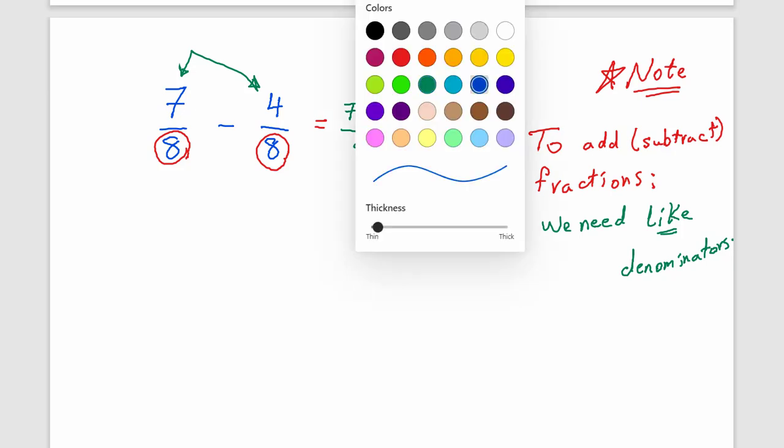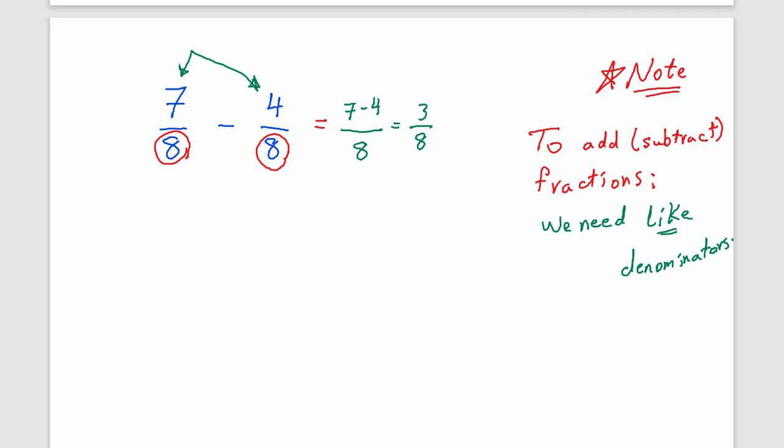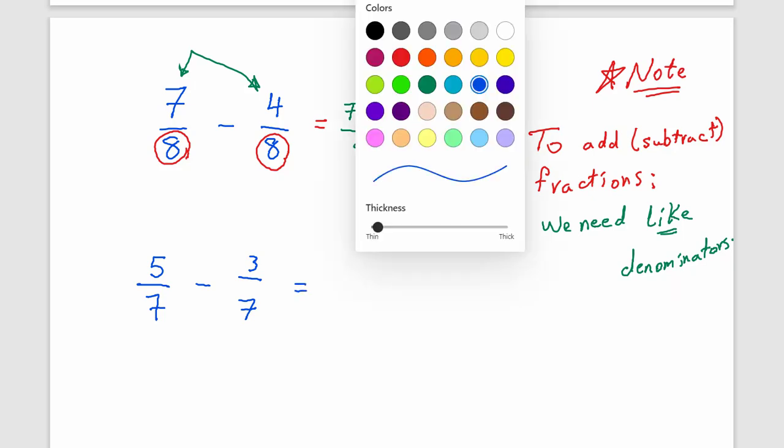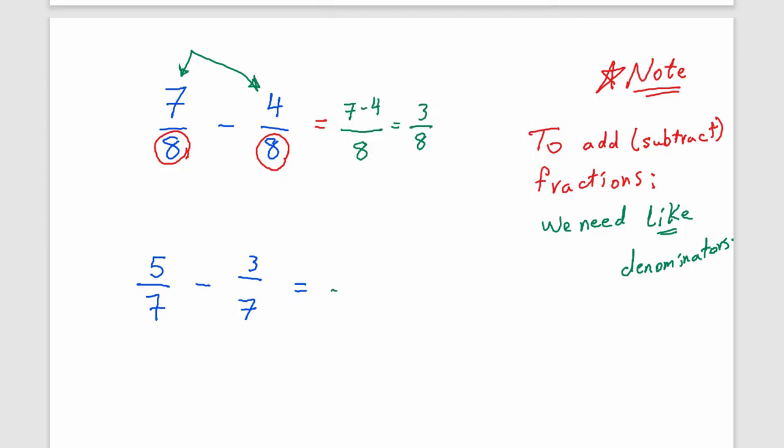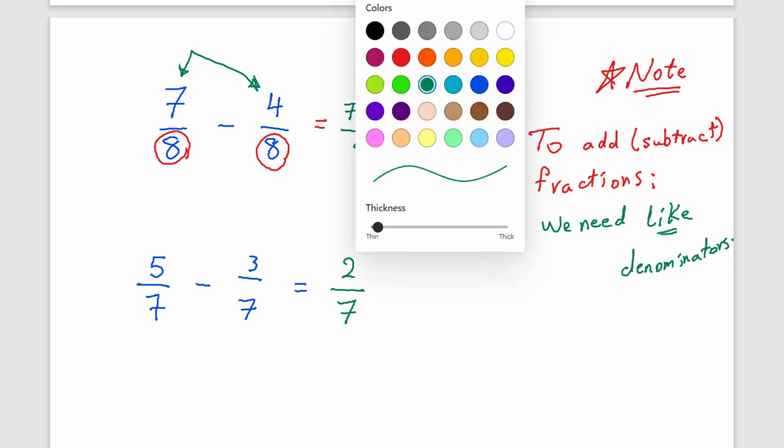Okay, let's take another one. Again I have the same denominator, like denominators, so I will use the same denominator and just subtract the numerators. 5 minus 3 equals 2. So this is the main idea that we have here. Let's take another one.